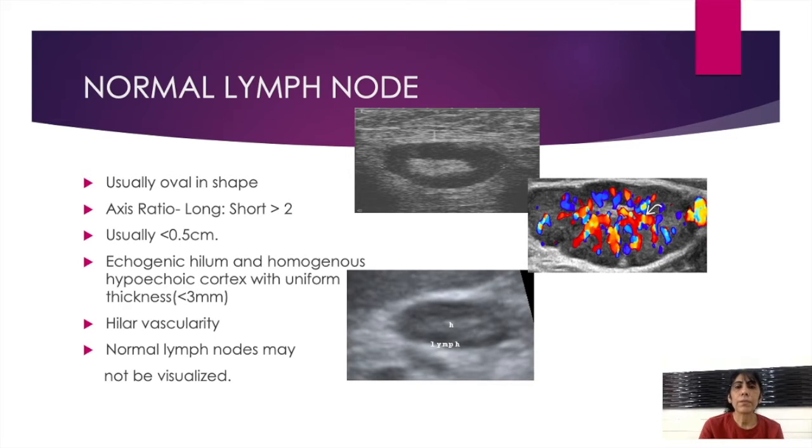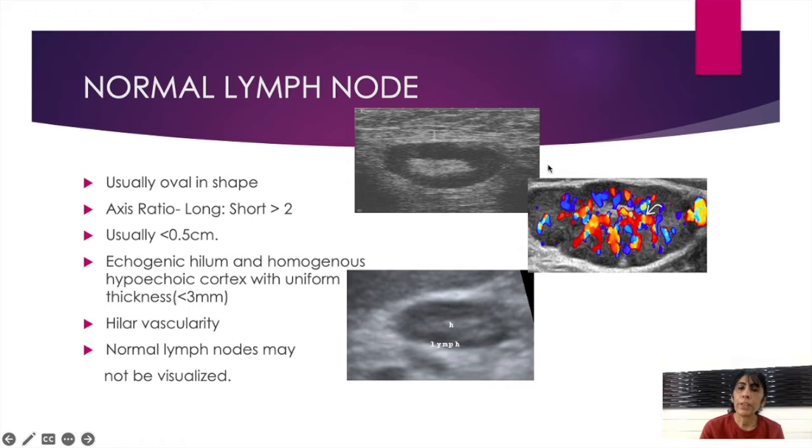Now let us first look at the structure of a normal lymph node. A normal lymph node usually will be oval in shape. It will have a central echogenic hilum. The thickness of the hilum can vary. In some patients it may be less, in some people it may be more, depending on how much is the fat content in the hilum. The echogenic appearance of the hilum is because of the fat. The cortex of the lymph node is hypoechoic and usually uniform.